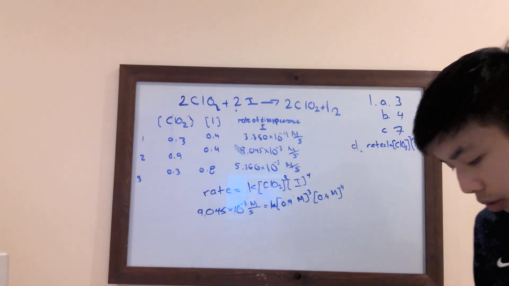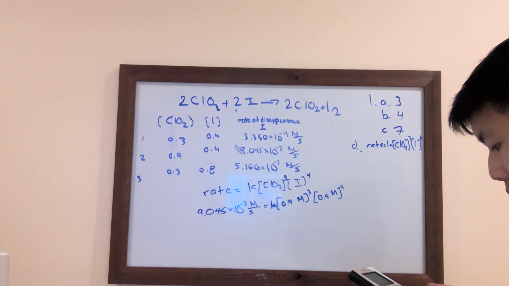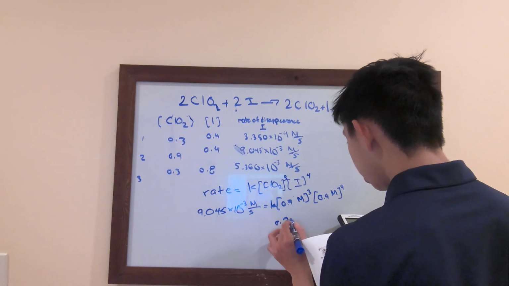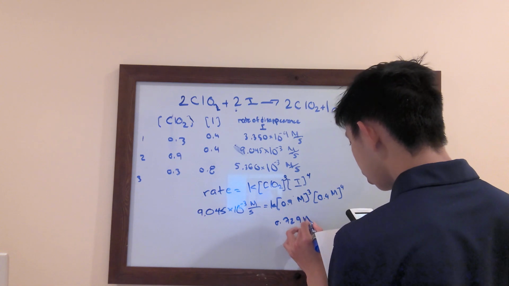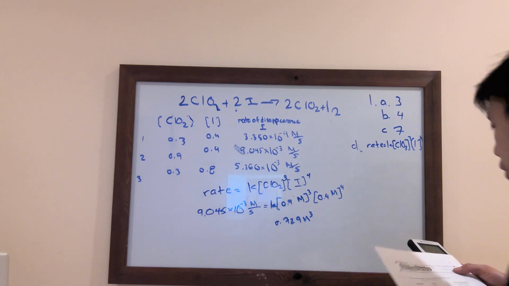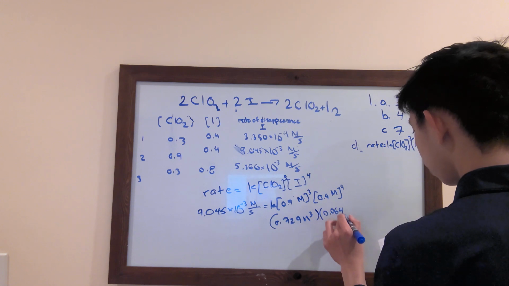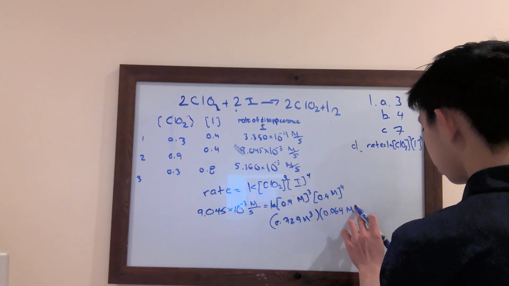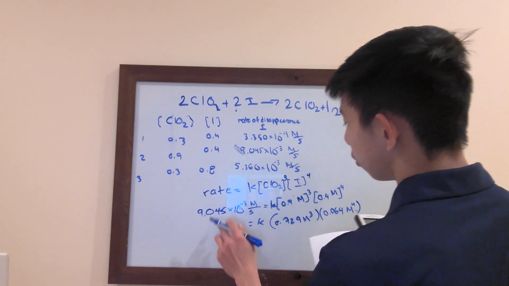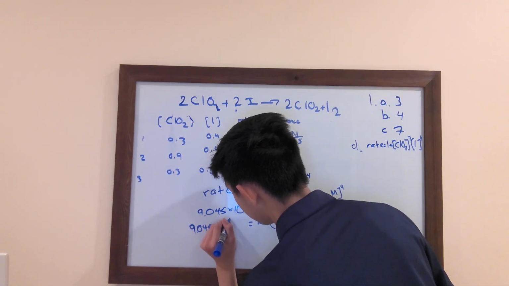is going to be, so the third order is going to be 0.729 M cubed, and then 0.4 to the fourth is going to be 0.064 M to the fourth power. Okay, let me just bring this down. We keep things consistent. So 9.045 times 10 to the minus third.